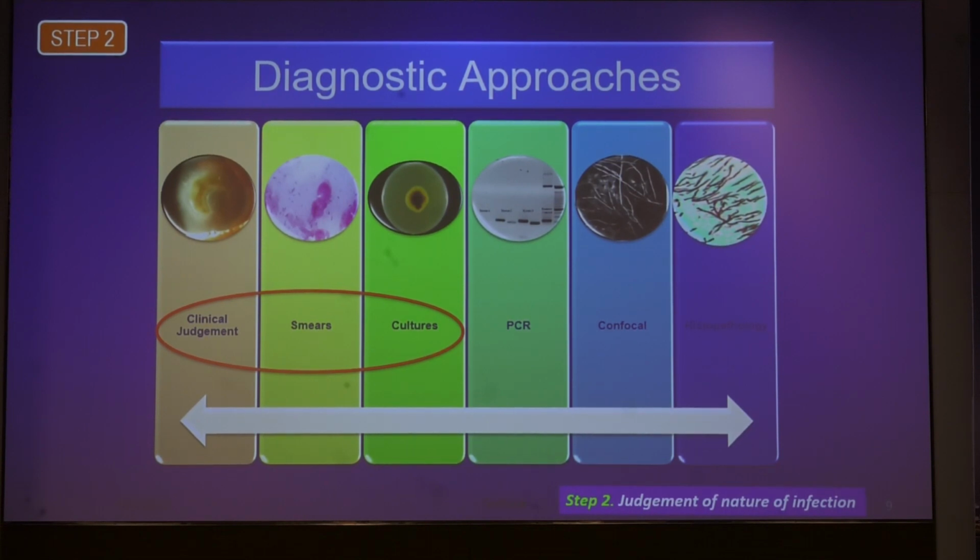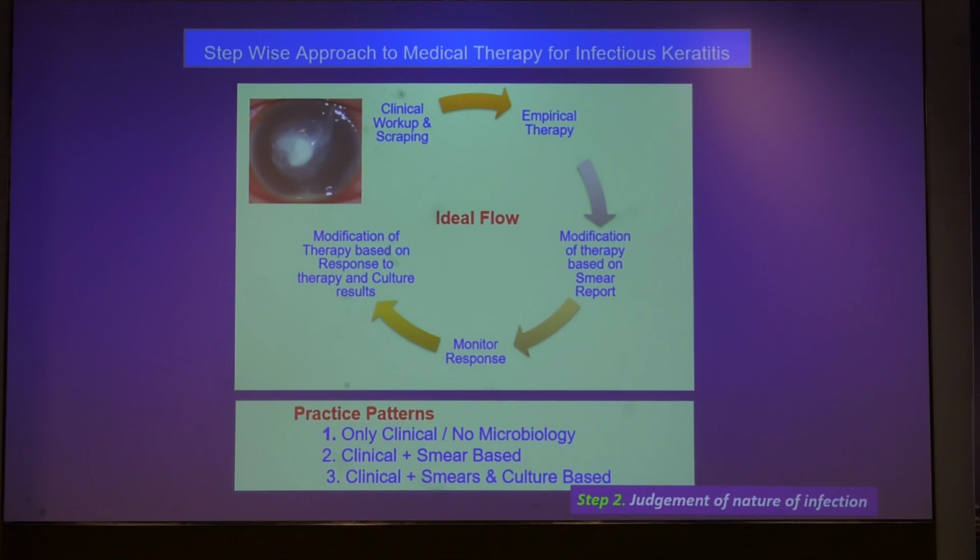When it comes to diagnosis, typically the approach that we have is to use our clinical thought process and resort to microbiology. However, there are other options, again with limited access, such as PCR, confocal microscopy, or sometimes histopathology. When you look at practice patterns, there are some doctors who would only do a workup and then treat empirically with virtually no microbiology. Some of us might be able to do a smear test because it's very simple and doesn't need a big lab backup. And some of us might be able to do the whole gamut of smears and cultures.